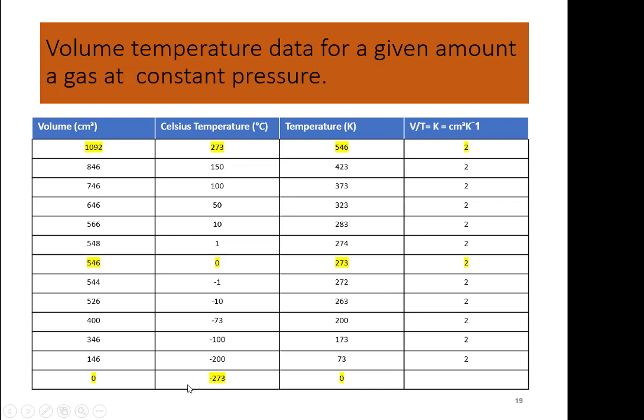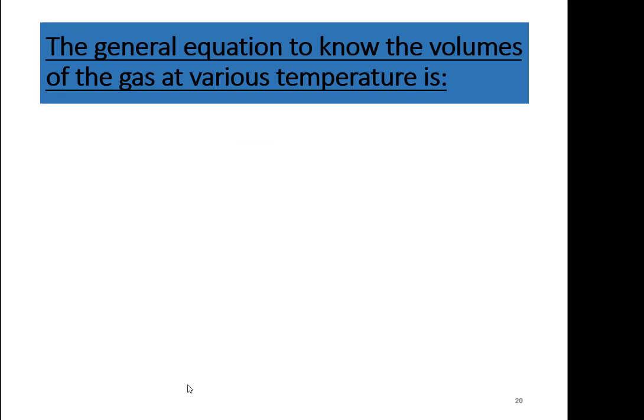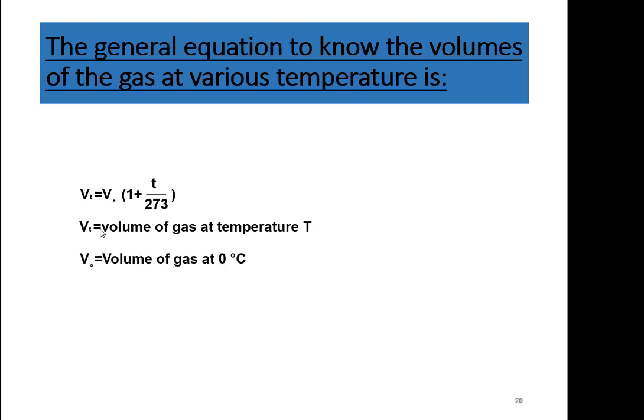In order to understand it, we need an equation from which we can determine the volume of the gas at various temperatures. And we have that equation. The general equation to know the volumes of the gas at various temperatures is Vt equals V naught into 1 plus t over 273, where Vt is the volume of gas at temperature t, V naught is the volume of gas at 0 degree centigrade, and small t is the temperature on the centigrade or Celsius scale.